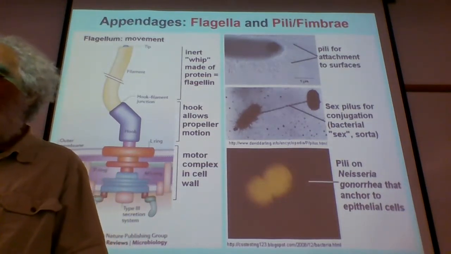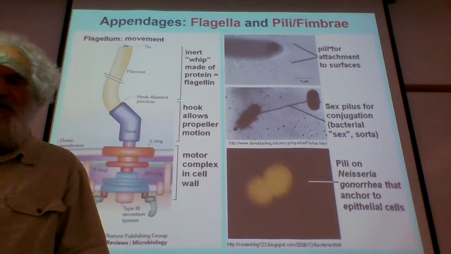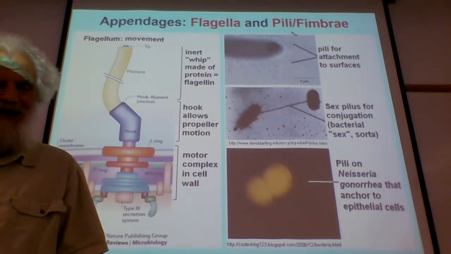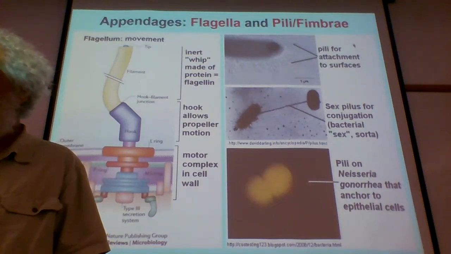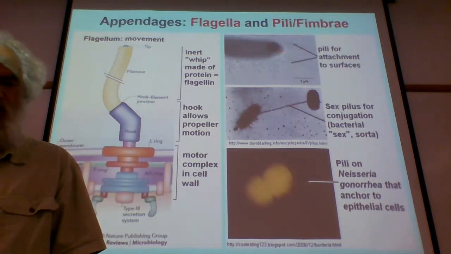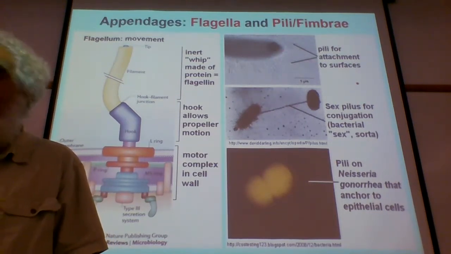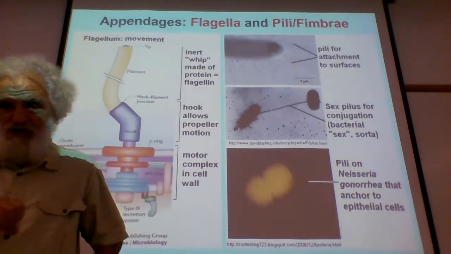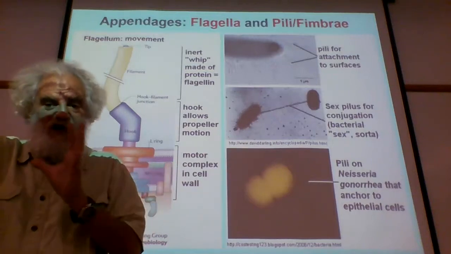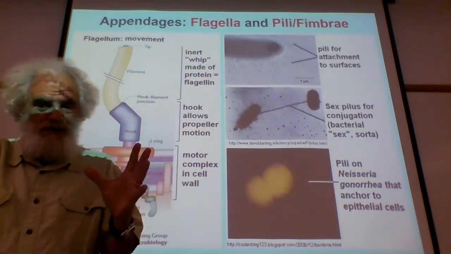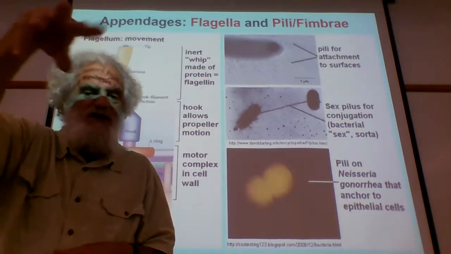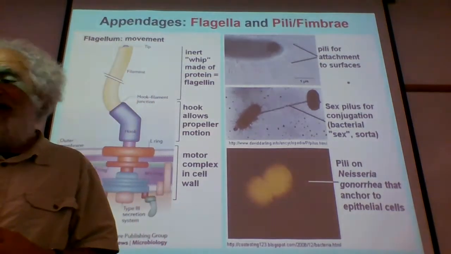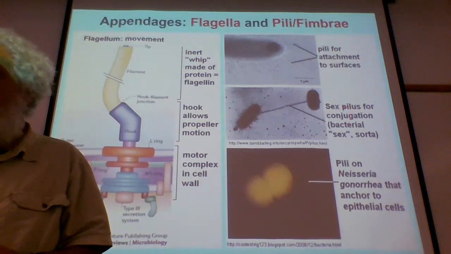Now, another kind of appendage is something known as pili. These are long strands of protein, and they allow for attachment to a variety of different surfaces. So you've got this stringiness coming out of this glycocalyx peptidoglycan layer, and that allows the bacteria to kind of entangle themselves. We also have the sex pilus for conjugation.